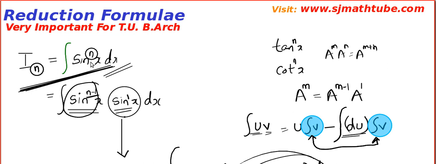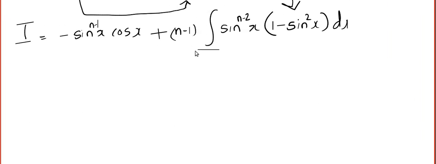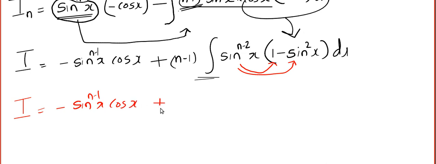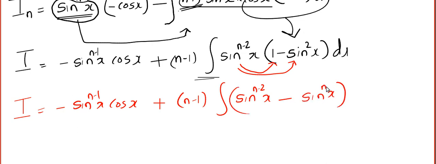So I want everything to be in terms of sine whenever we have integration. Okay, so the next step, we use the distributive property. So I get minus sine to the power n minus 1 x cos x plus n minus 1 integral sine to the power n minus 2 x minus sine to the power n x dx.